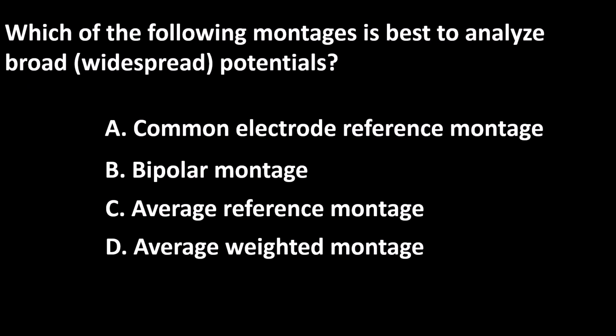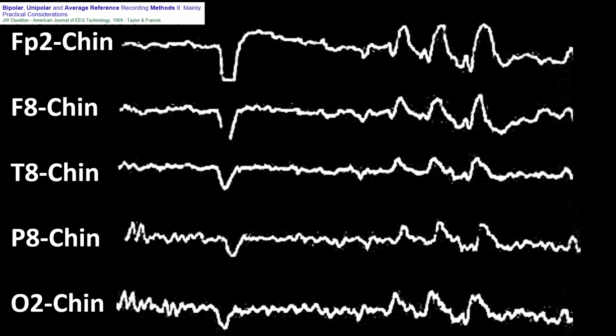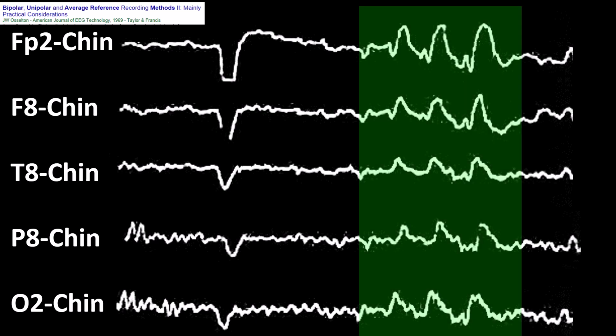Next question. Which of the following montages is best to analyze broad, widespread potentials? A. Common electrode reference montage. B. Bipolar montage. C. Average reference montage. D. Average weighted montage. This epoch was recorded using a common electrode reference montage to the chin. It contains a broadly distributed EEG potential. I have shaded green the area of these discharges. As you can see, it extends from FP2 to O2 and it has a frontal predominance.